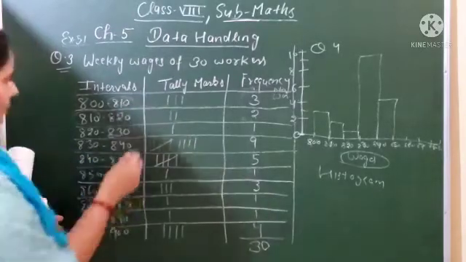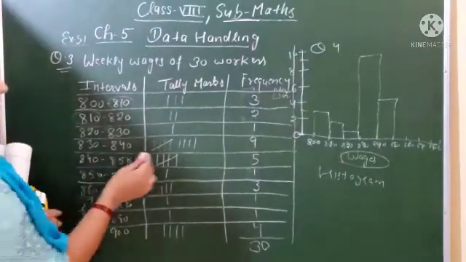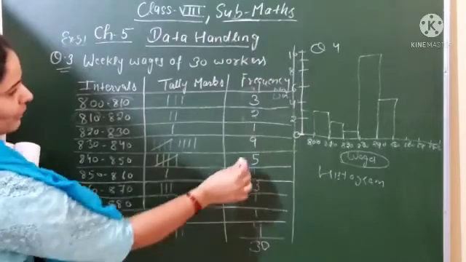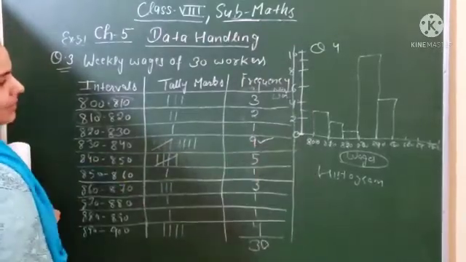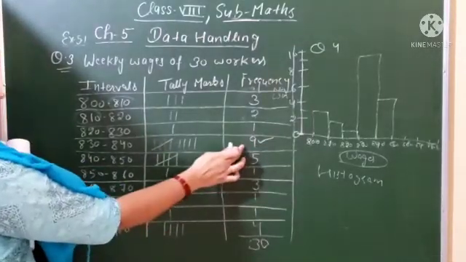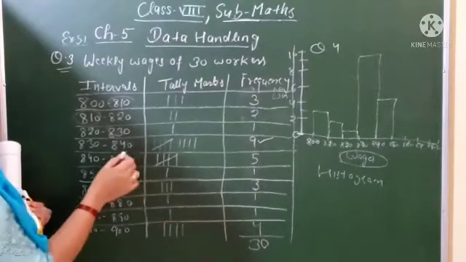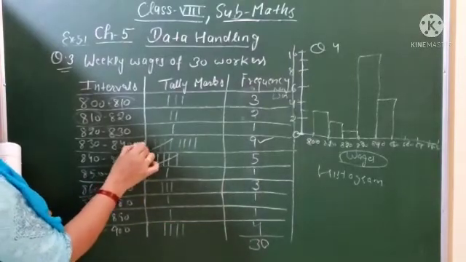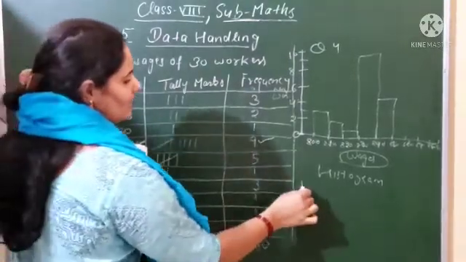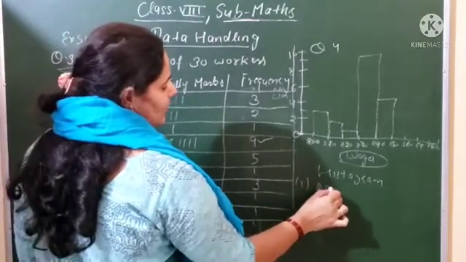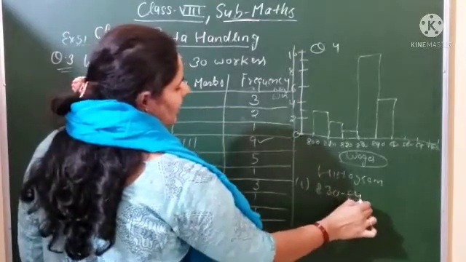These are the groupings, meaning these are the intervals. So the maximum number of workers you can see in the frequency. What is the maximum number of workers? Here, 9 workers. So it is in the grouping of 830 to 840. So for the first part, the grouping will be 830 to 840.